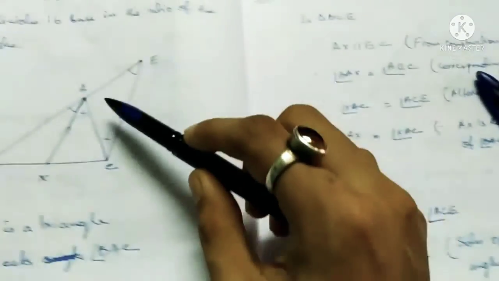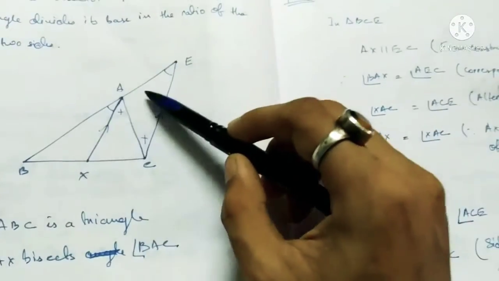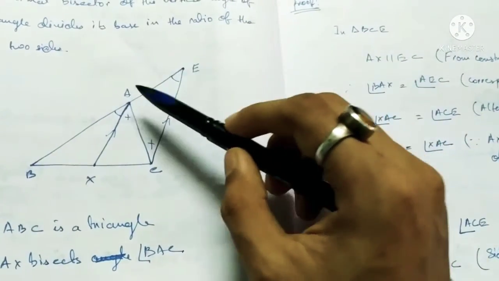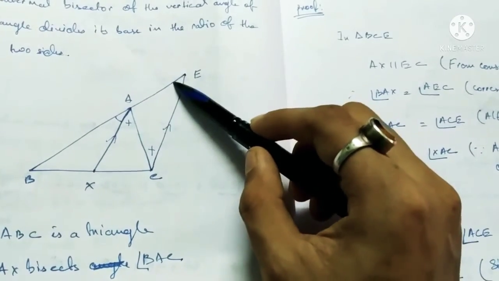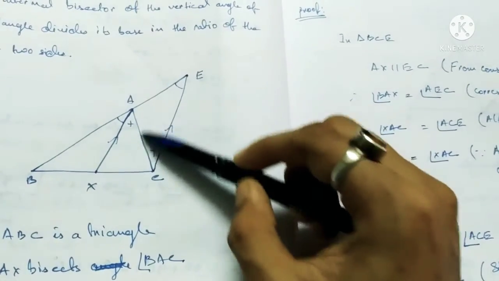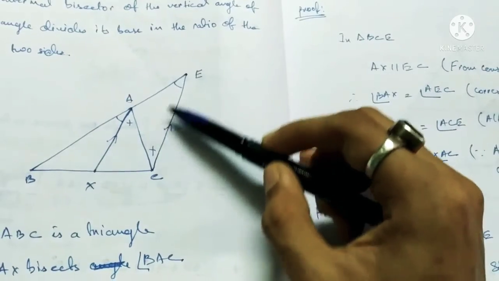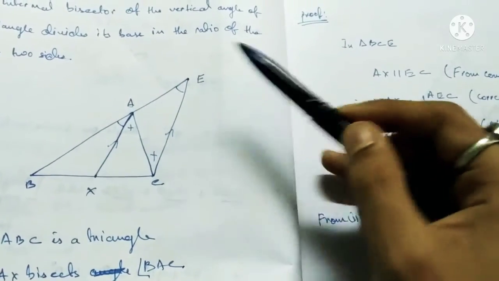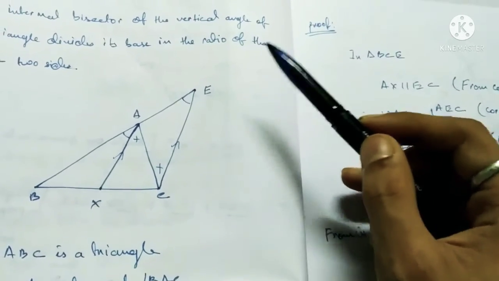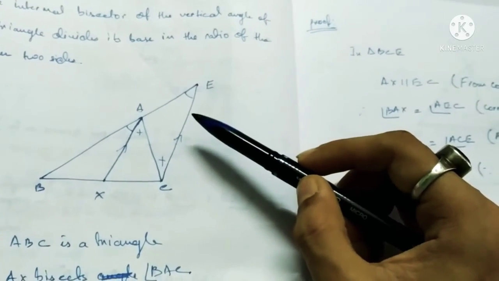Okay, in here I have written angle AEC is equal to angle ACE. So therefore, in this triangle, these two angles are equal, therefore the sides opposite to these two angles will also be equal. This is a theorem you have learnt in lower classes.